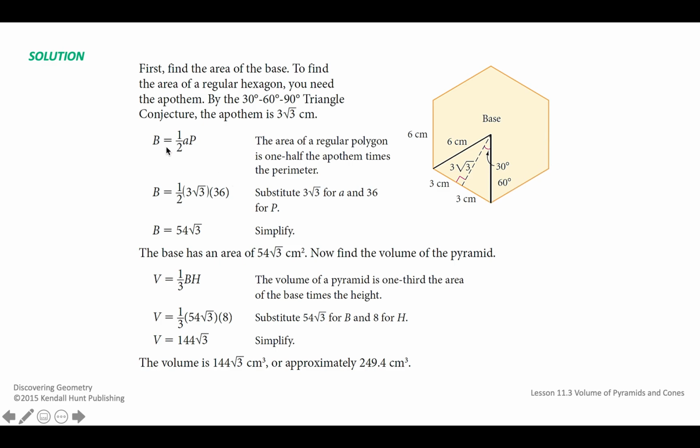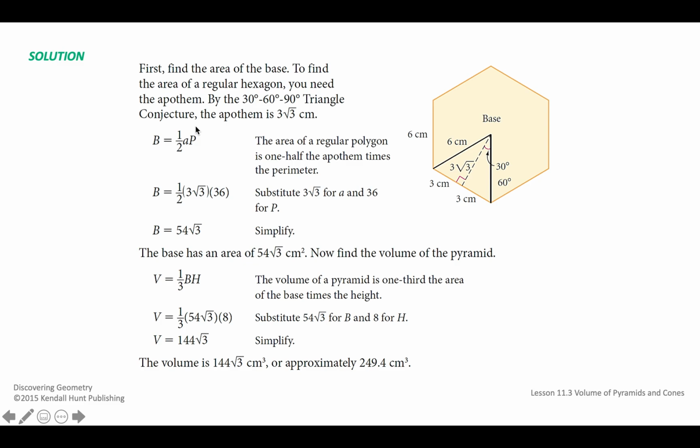Now, this is a tougher formula to remember, but the formula for the area of a regular polygon is 1/2 the apothem length, so that the apothem is like from the center to the middle of one of the sides. So it's this length right here. And then P is the perimeter, so the distance all the way around the shape.